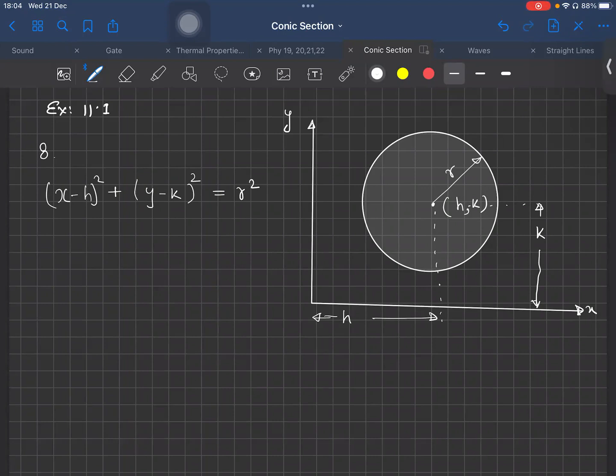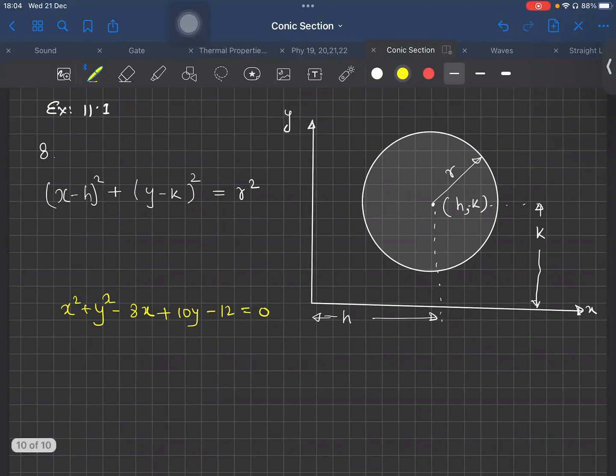All right, now try problem number 8. You have to find the center and the radius of the circle. The equation of circle is given: x square plus y square minus 8x plus 10y minus 12 is equal to 0. That means this is the equation of a circle, right? You need to write this equation in the general form. Then you can say that the center will be (h, k) and the radius will be r. Find out. Try to write in this form.